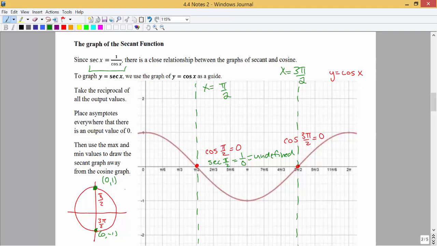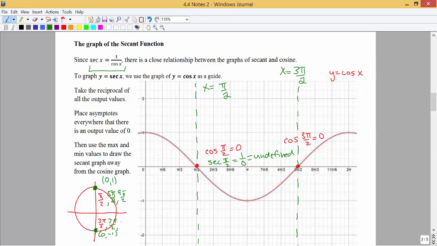So secant will be undefined everywhere that cosine is 0, and those are the 2 spots right there on the y-axis. So every time we hit one of those points, secant will be undefined. So that would be pi over 2, and then 3 pi over 2, and then as we go around and start counting off pi over 2's, 5 pi over 2, and then 7 pi over 2, and then 9 pi over 2.